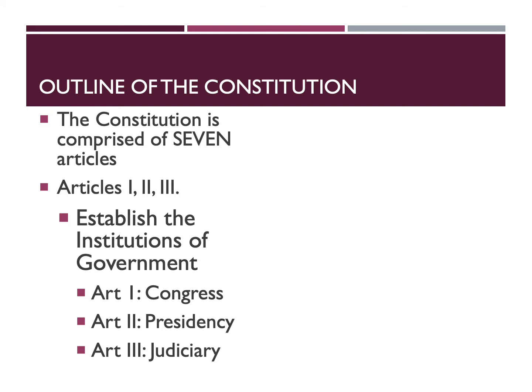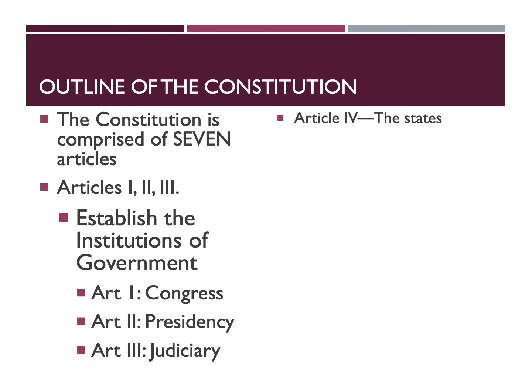And the judiciary, Article 3 establishes a national judiciary, in particular the Supreme Court, and then tells us that Congress can create other lower level national courts. This is new because all the courts were at the state and local level under the Articles of Confederation. There was no one presiding court that was the court of last resort, as is the Supreme Court.